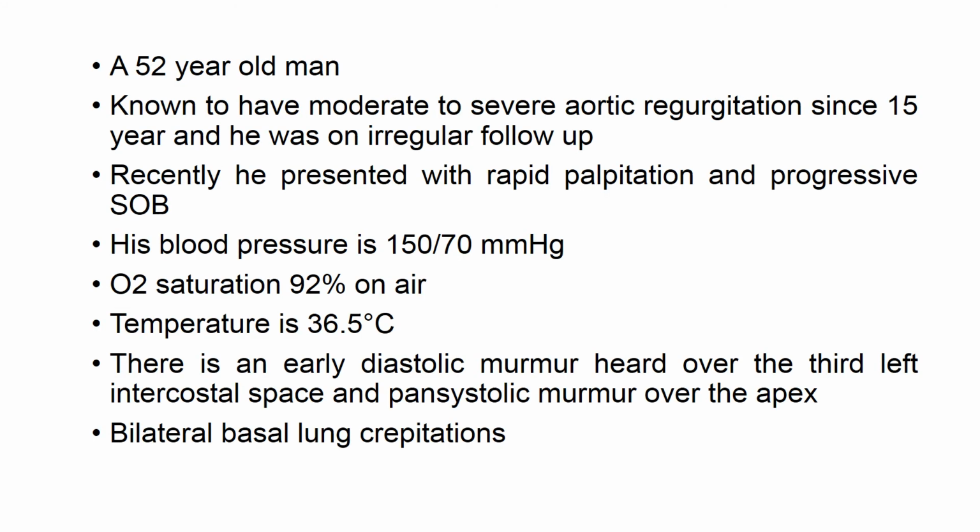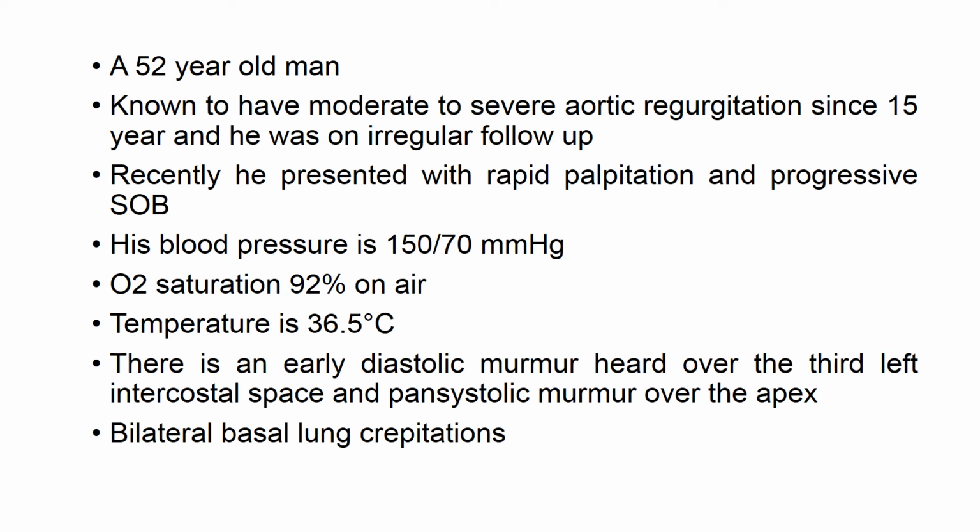Our third case: a 52-year-old man known to have moderate to severe aortic regurgitation for 15 years, and he was on irregular follow-up. Recently he presented with rapid palpitation and progressive shortness of breath. His blood pressure is 150 over 70 mmHg. His oxygen saturation is 92% on room air. His temperature is 36.5 degrees Celsius.